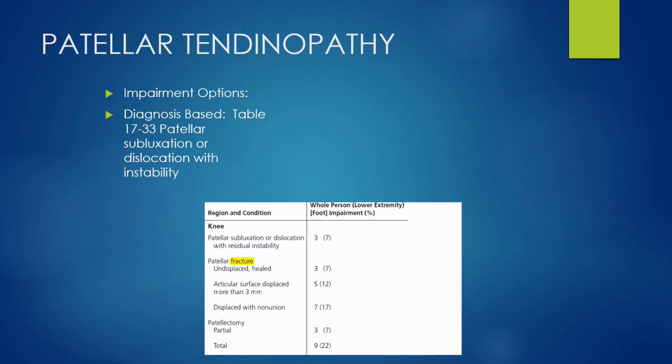So for patellar tendinopathy, one of the impairment options that we have available to us is related to patellar instability. So in Table 17-33 of the AMA guides, they talk about patellar subluxation or dislocation with residual instability.